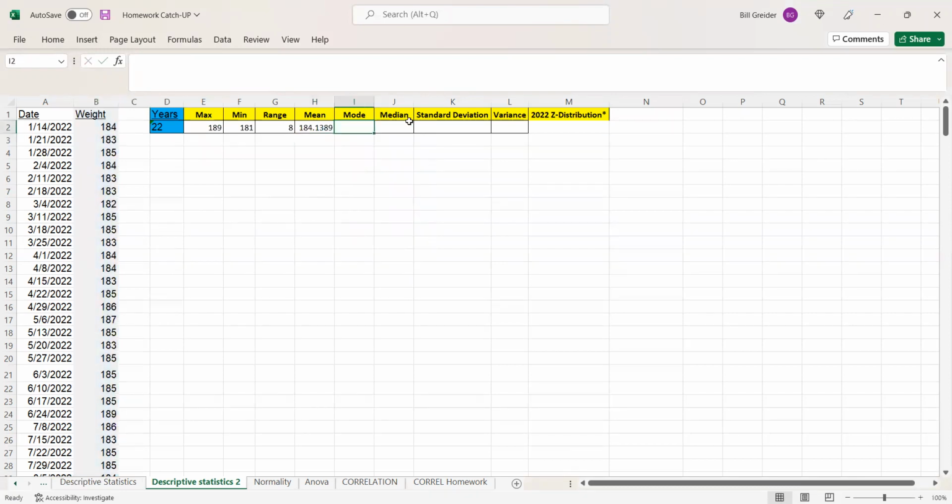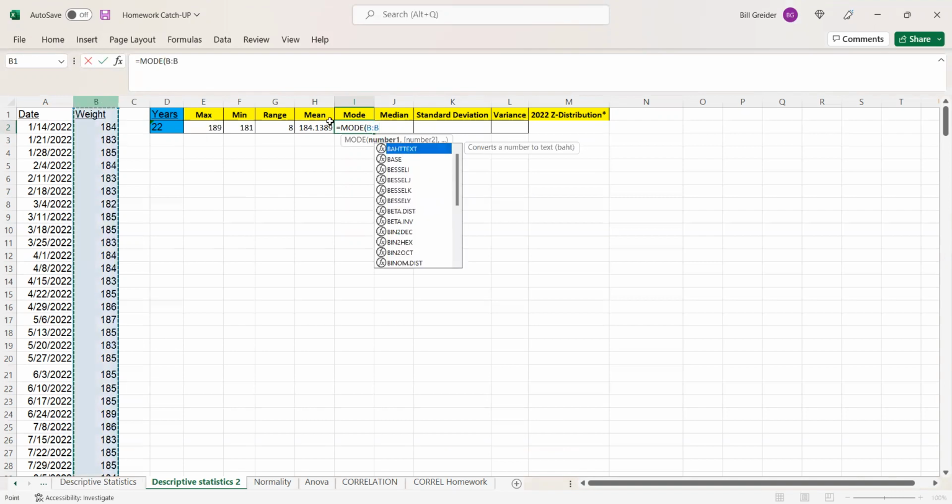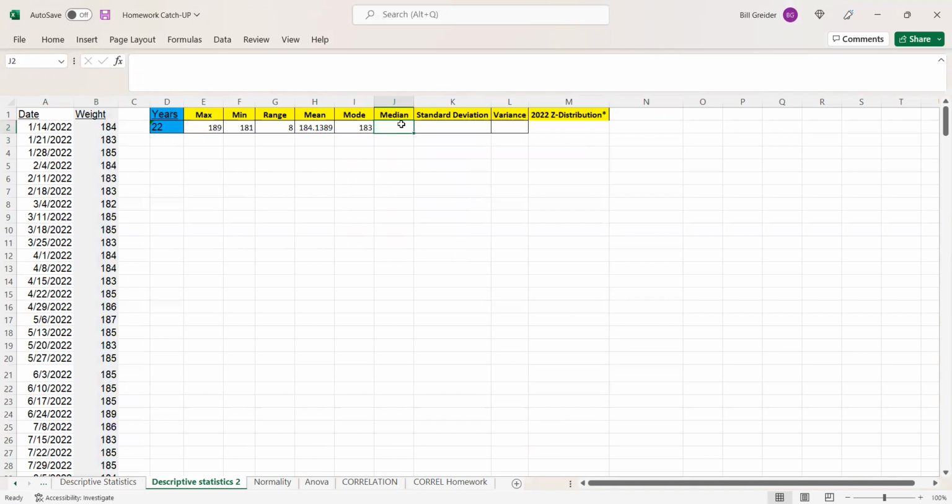And the mode is the one that occurs most often. What number occurs most often? That's mode. And there's mode equals mode. Highlight the data, hit enter. And the median is the one that's at the midpoint of my data range, equals median. There it is.